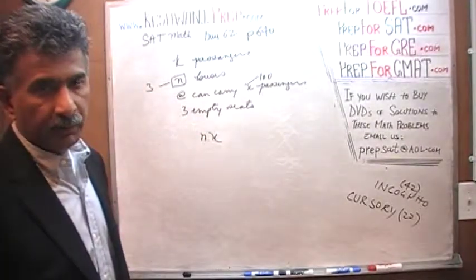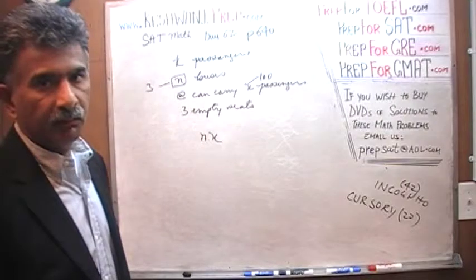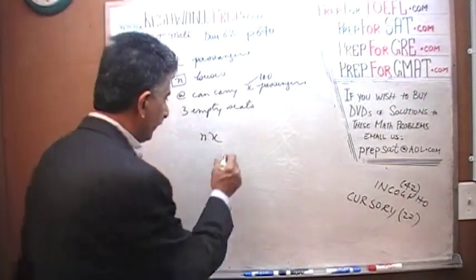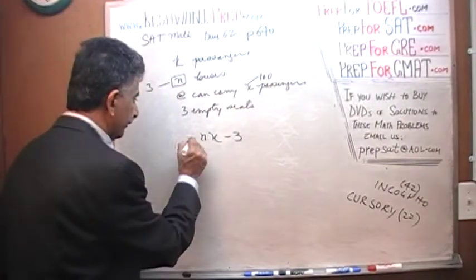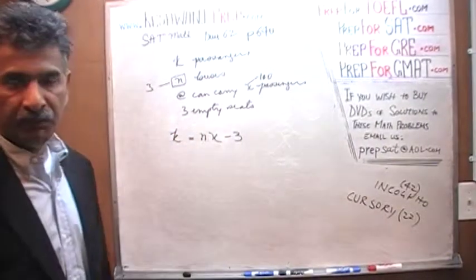We are also told that not all the buses were full. We are told that one bus had 3 empty seats. So we have to take away 3. These are the 3 empty seats. And that's our total number of passengers.